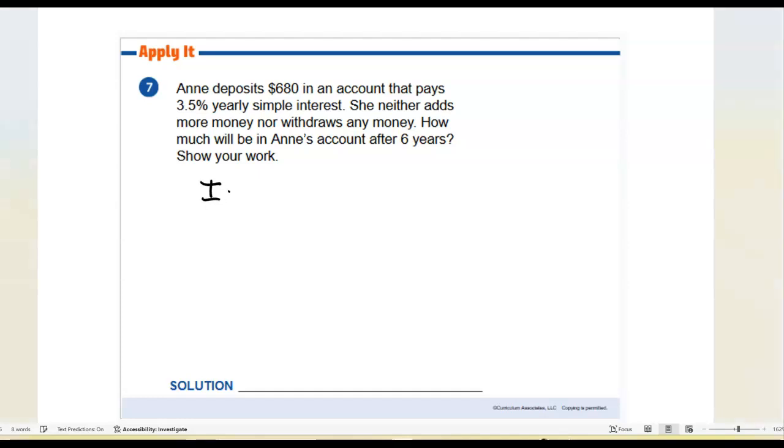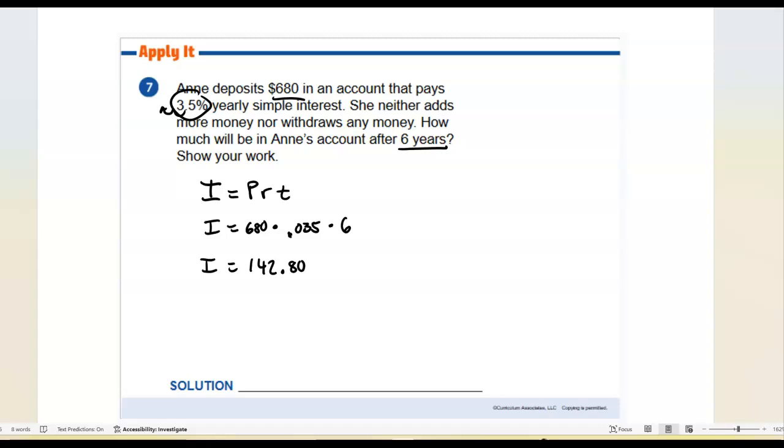So your interest is equal to your principal times your rate times your time. So interest is equal to what you put in, 680, times your rate as a decimal, 0.035, times the amount of years, 6. And this is just going to give our interest, right? How much she's earned, not how much is in the account. So 680 times 0.035 times 6 gets you 142.80. That's awesome. She earned all that money.